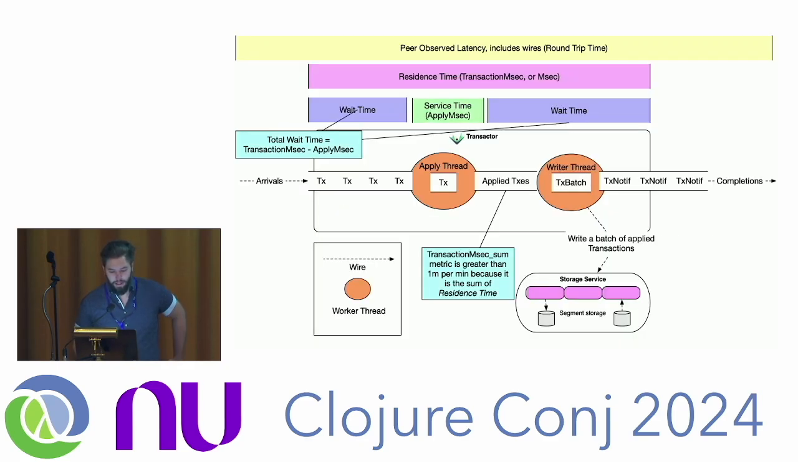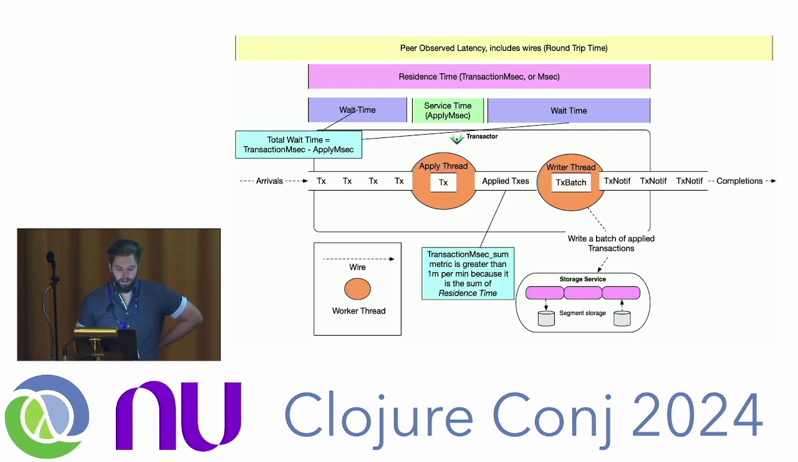So here's how we would see this inside of the transactor. Peers are this yellow block up at the top, and their total time span is round trip time including wires. And the transactor has no metric for this because it can't know how slow your wires are.